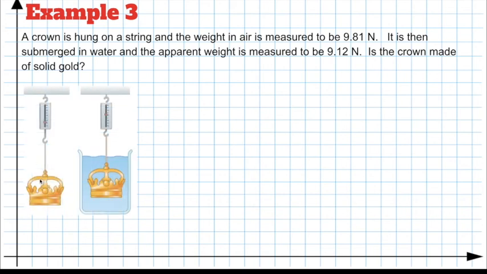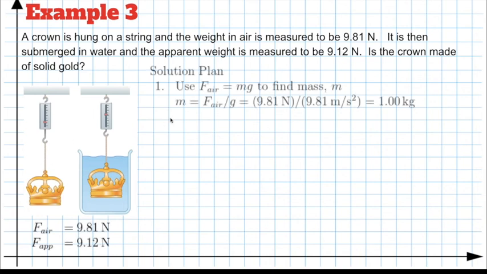So we have a crown hanging in air. It reads 9.81 newtons. We submerge it in water, and it reads a little less, 9.12. This is what we call the apparent weight, and so the difference between these two scale readings is the buoyant force.